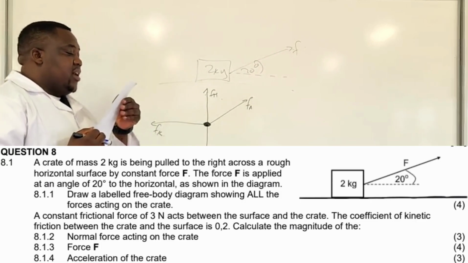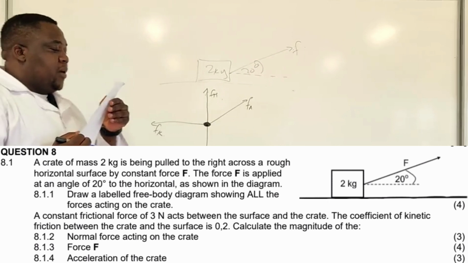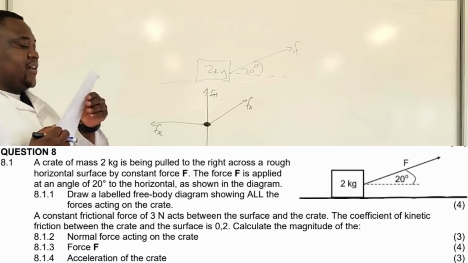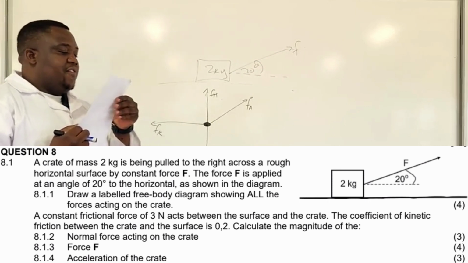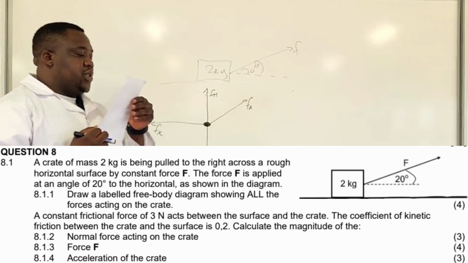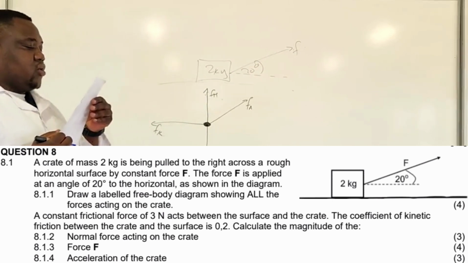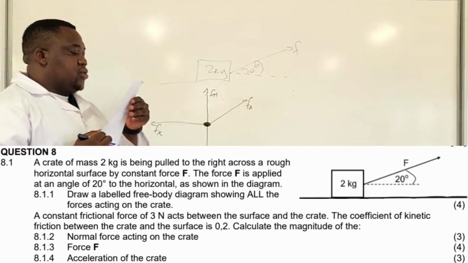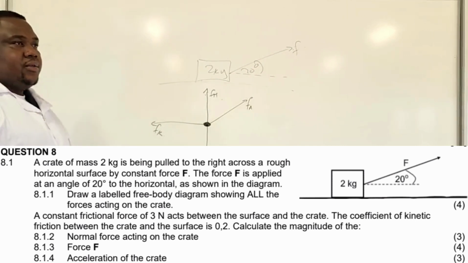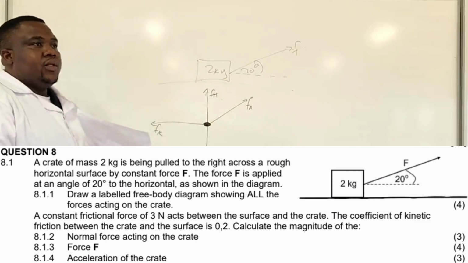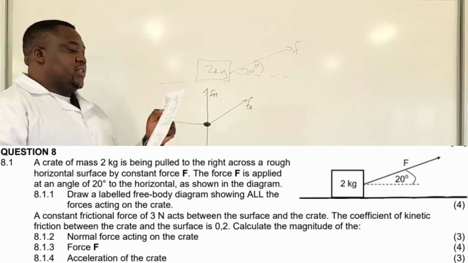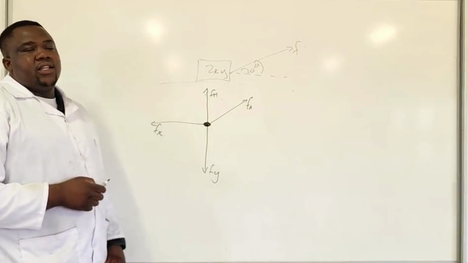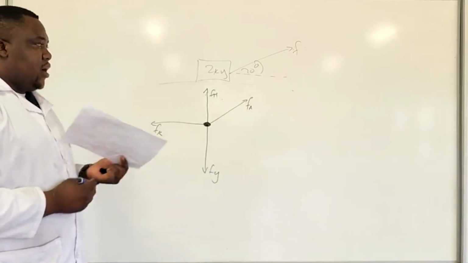The second question says that a constant frictional force of 3 Newton acts between the surface and the crate. The coefficient of kinetic friction between the crate and the surface is 0,2. 8.1.2: Calculate the magnitude of the normal force acting on the crate. Now they need us to calculate the normal force that is acting on the crate.